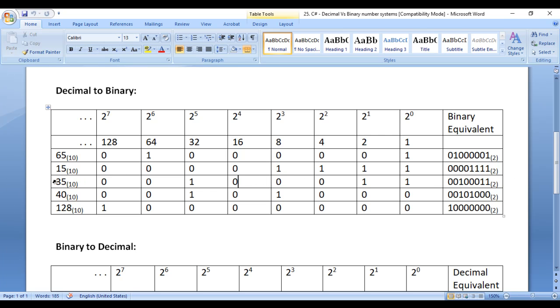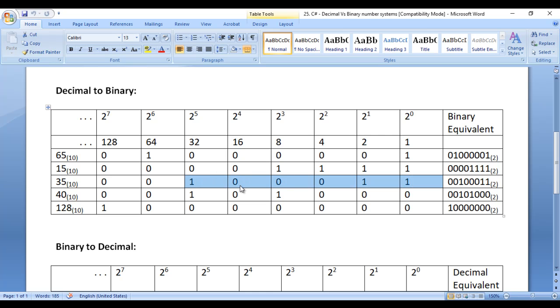Next, let's convert 35. 32 plus 2 is 34. 34 plus 1 is 35. So, underneath 32 we write 1. Underneath 2 we write 1. Underneath 1 we write 1. Remaining places we put zeros. So, 1, 3 zeros and 1, 1.